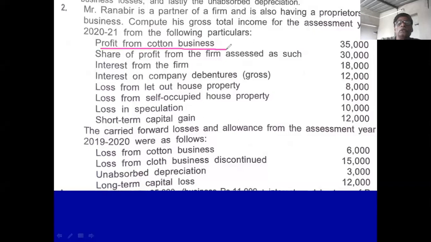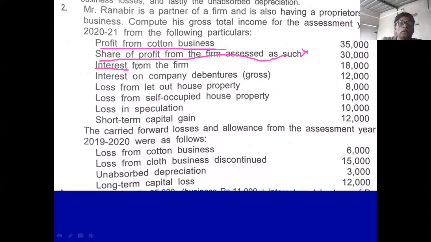Profit from cotton business is the income from business. Okay. Share of profit from business partnership firm is exempted from tax. This is exempted from tax. Remember this. Under section 10, subsection 1, I think it is exempted from tax.